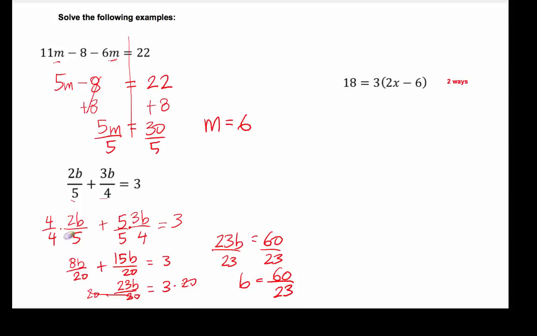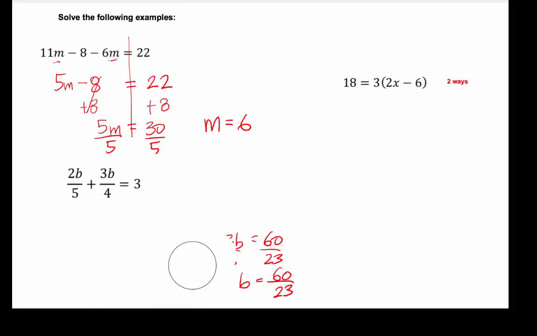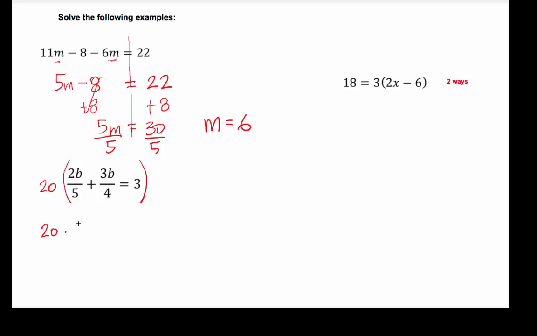The other method here that I wanted to talk about is clearing fractions, because our previous slide discussed it, and it's similar to using the common denominator, the least common multiple. The least common multiple, we said, of 5 and 4 was 20. Rather than converting these two denominators to 20, we're going to multiply the whole equation by 20. And I'll write out the step of what this looks like. It's the distributive property. So we'll do 20 times 2b over 5 plus 20 times 3b over 4 equals 60. 3 times 20 is 60.